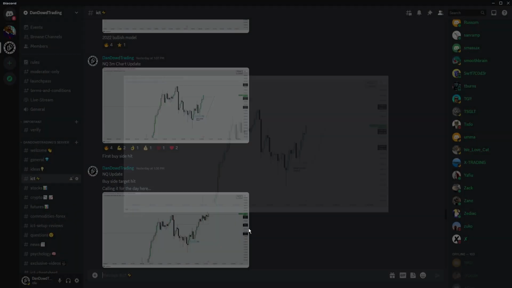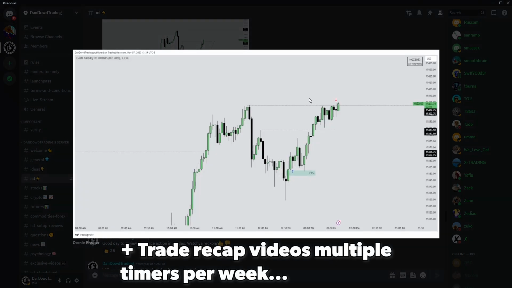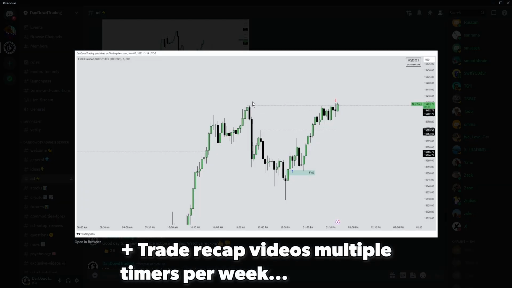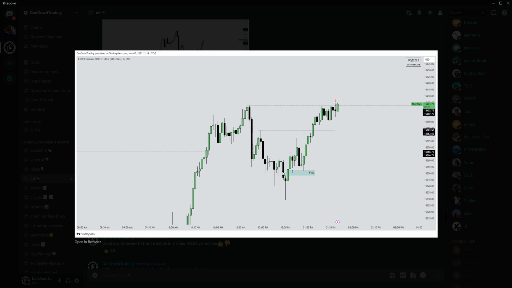That was a nice little partial area. Here is where I got out at the top of the market maker buy model. Once it completed and hit that original consolidation, the only reason that Discord members knew to start looking for higher prices is because the higher time frame was bullish. That's how we knew to hunt for the bullish models in here. You need to have that higher time frame analysis in mind.